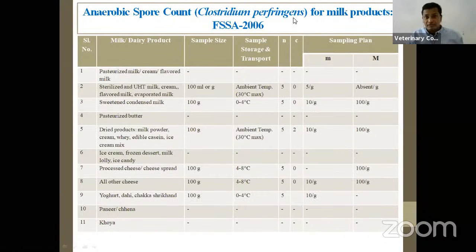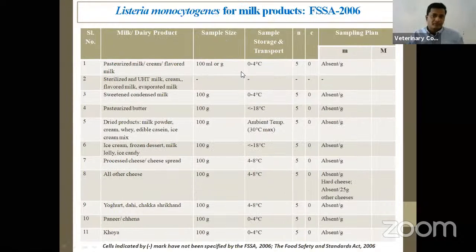Come to Clostridium perfringens. This Clostridium is a known pathogen, that's why it should be absent in the majority of food products. Clostridium perfringens should be absent. Listeria monocytogenes should be absent either in 1 gram or 25 grams of the sample, preferably 25 grams. It should be negative because it is an established pathogen.